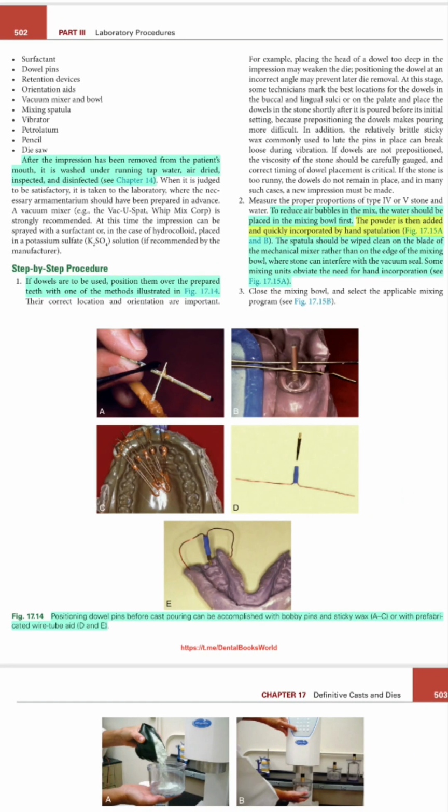Another trick to preserve the location of the pin in the impression is to fix its position using bobby pins and sticky wax before we do the pour. Although disinfecting the impression may alter the dimension, it is important not to send the impression to the technician before it is washed under running water, air dried, and disinfected.